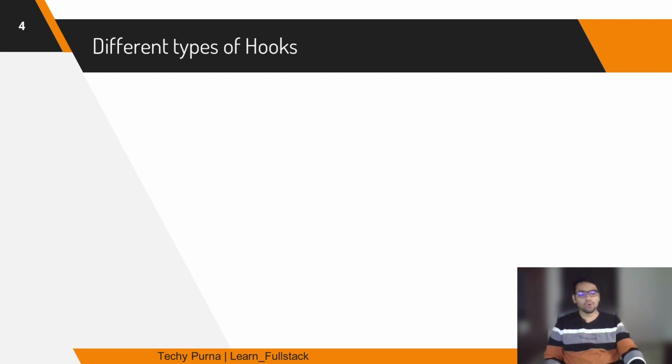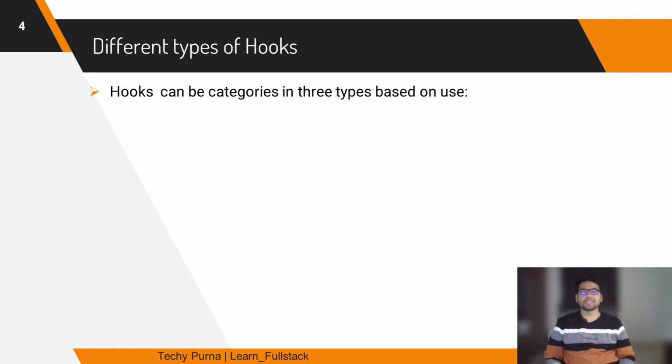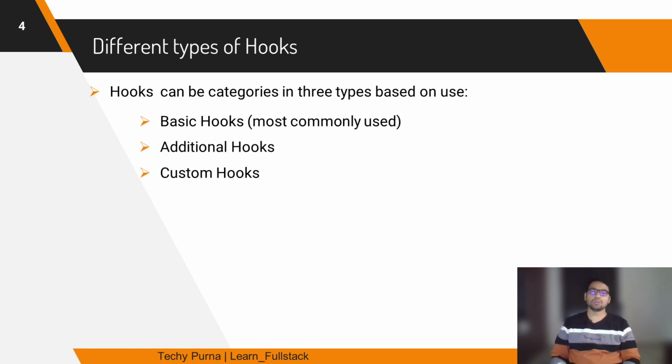So, different types of hooks. Hooks can be categorized into three types based on their use. There is no such classification in React, but based on their uses, we can categorize them. Basic hooks, which are the most commonly used hooks. Additional hooks, which are less used, but are there to solve some specific purposes. And custom hooks, where you can create your own hook and use it.